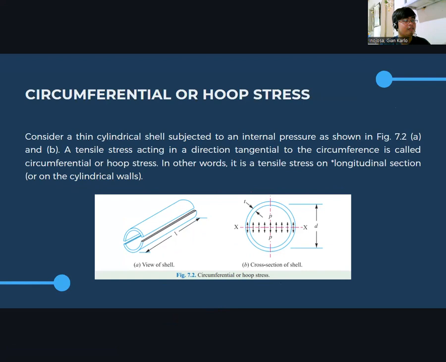Next is the circumferential or hoop stress. Consider a thin cylindrical shell subjected to an internal pressure, which we can see here in figure 7.2. A tensile stress acting in a direction tangential to the circumference is called the circumferential or hoop stress. In other words, it is the tensile stress on the longitudinal section. For figure 7.2, letter A, we can see the longitudinal section. Then this is the cross-section of our shell. Here we can see that.